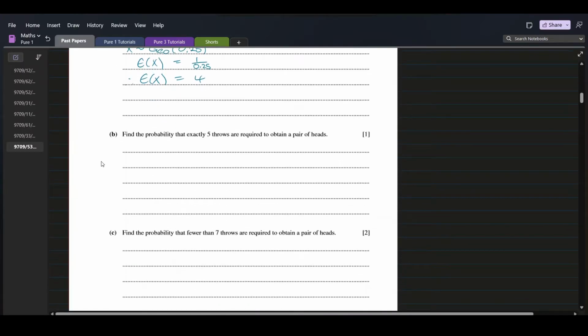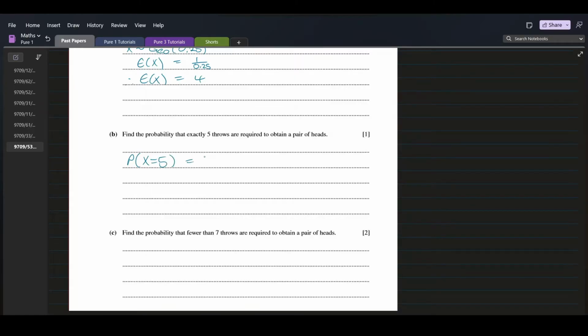Part B. Find the probability that exactly 5 throws are required to obtain a pair of heads. So the probability that x is equal to 5. So this is the probability of failure, 0.75 to the power of 4, times the probability of success, which is 0.25. Let's punch this into the calculator.